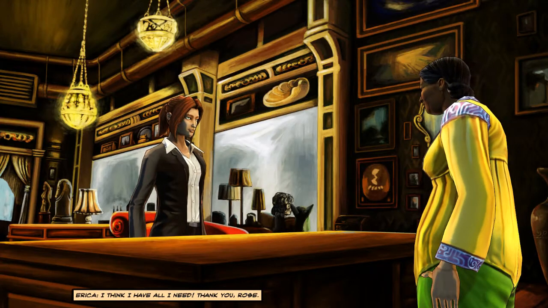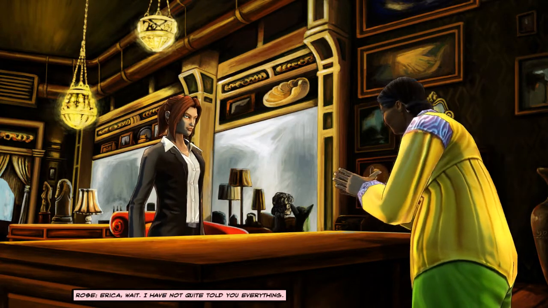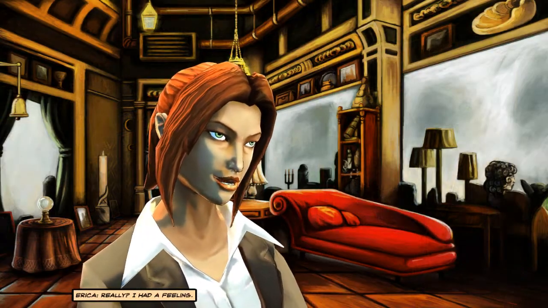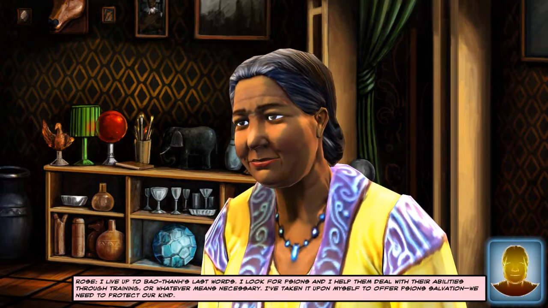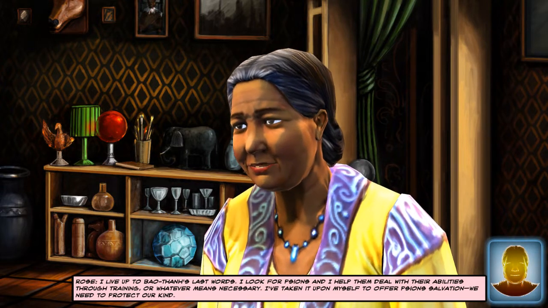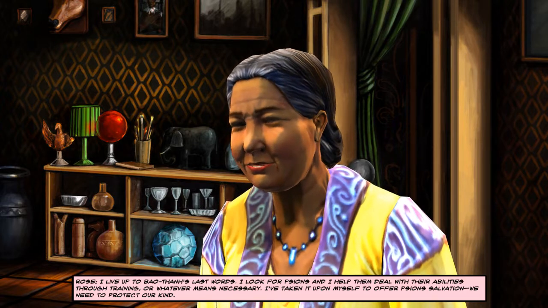I think I have all I need. Thank you, Rose. Erica, wait. I have not quite told you everything. Really? I had a feeling. I live up to Baltan's last words. I look for Scions and I help them deal with their abilities through training or whatever means necessary.